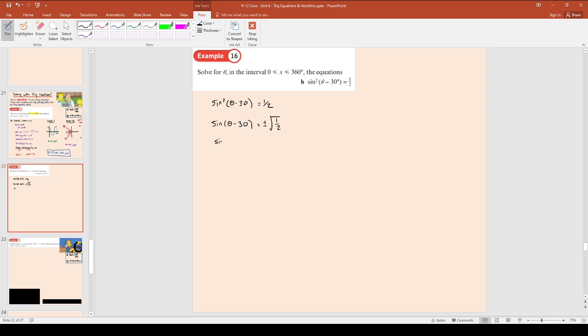Cool? So here's what we've got. We're going to get sine of theta take 30 equaling either, and the square root of 1 is 1, the square root of 2 is root 2. It's either going to be plus or minus 1 over root 2. Now we're going to have to treat those as separate, okay? So the first one that we're going to treat is sine of theta take 30 equaling 1 over root 2. That's going to be the first one that we deal with. And the second one that we deal with is this. Sine of theta take 30 equals negative 1 over root 2.